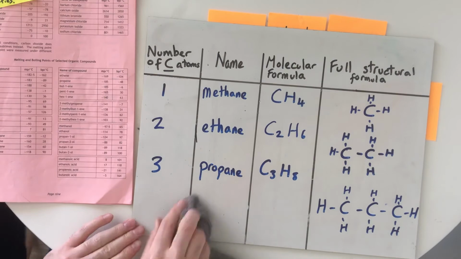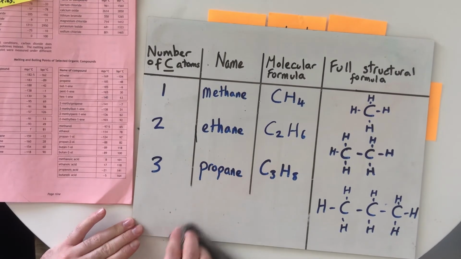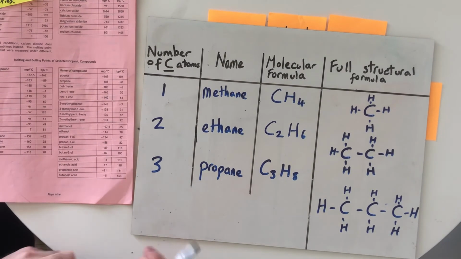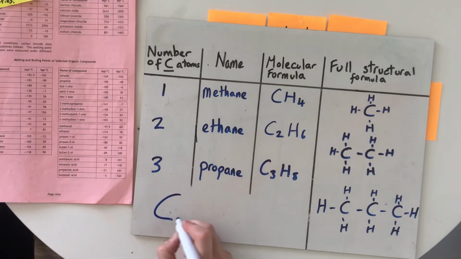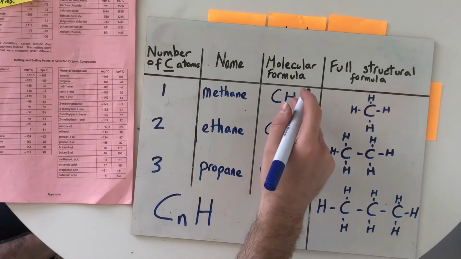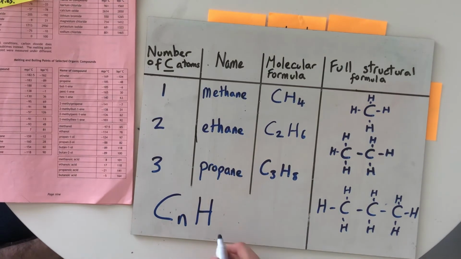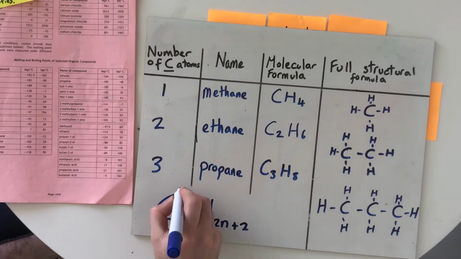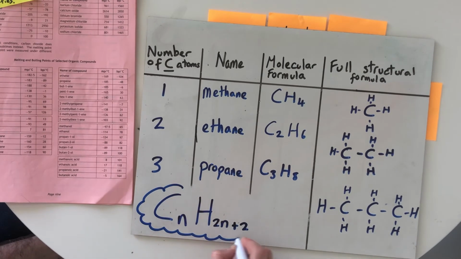So how do we get from the number of carbons to the number of hydrogens? Let's say n represents the number of carbons. It could be any number. It could be 1, it could be 500. H represents the number of hydrogens. So how do we get from the number of carbons to the number of hydrogens? We're going to double it and we're going to add 2. And that there is our general formula.